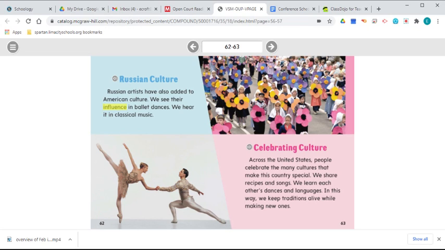Celebrating culture. Across the United States, people celebrate the many cultures that make this country special. We share recipes and songs. We learn each other's dances and languages. In this way, we keep traditions alive while making new ones.